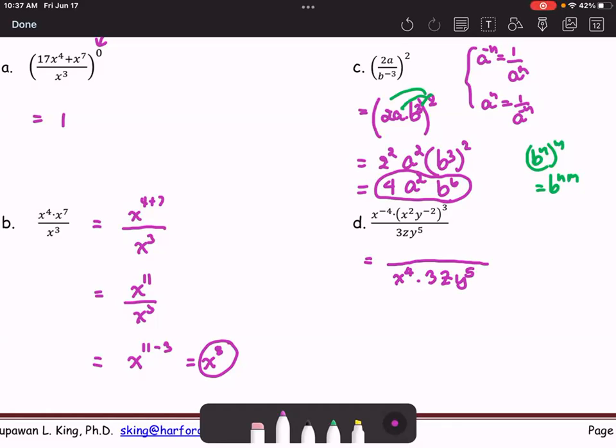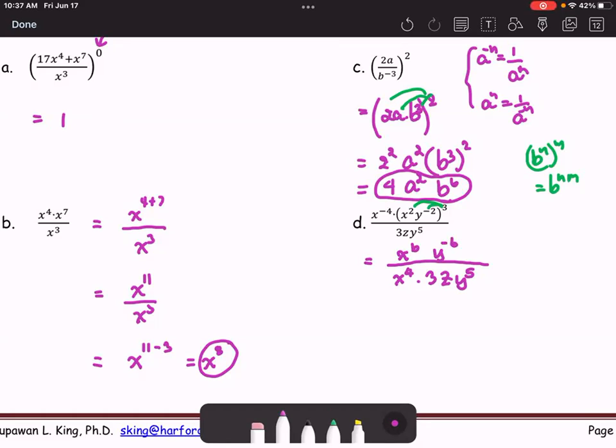And then in the numerator quantity, we have x to the second times y to the negative second, to the power 3. We can use the distributive property of the power and distribute it into each factor in the parentheses. It becomes x to the power 2 times 3, which is 6. And then y to the power negative second times 3 becomes negative 6.